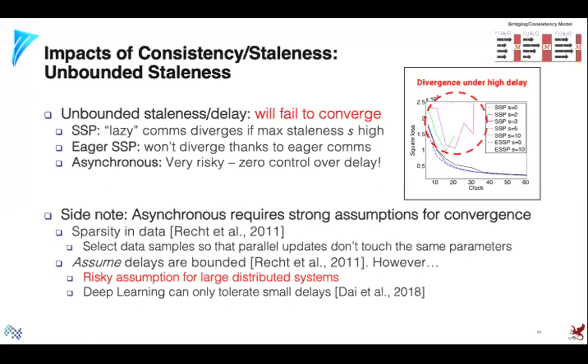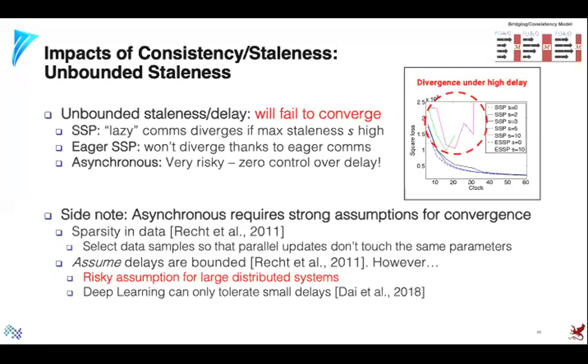So what's the cause of asynchrony and old messages? What happens when these messages get too stale and too old? The training algorithm will most likely fail to converge. Under, say, SSP, if you let the maximum staleness S be too high, then divergence will occur due to lazy communication, because it's waiting until the last second to send messages. The actual staleness will always be close to the maximum staleness S. Now, eager SSP won't diverge thanks to eager communication. As long as there's bandwidth, the average staleness will be kept low.